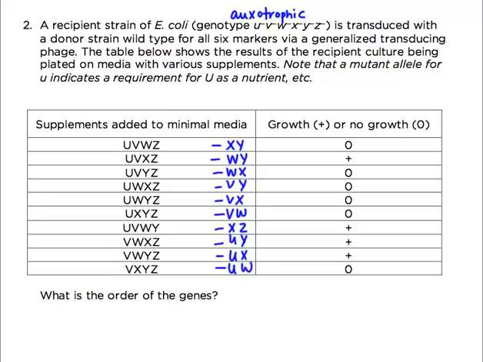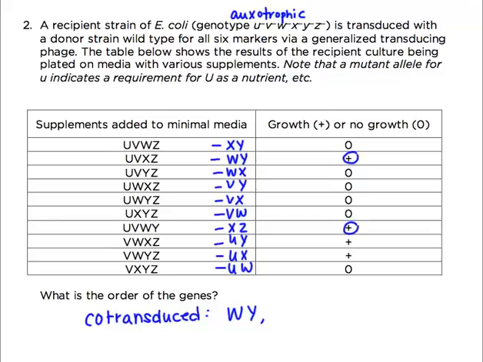So let's look at the ones that had growth and see which supplements were missing, and therefore which alleles they must have gotten the wild type version of. Okay, so let me draw down here. These were the co-transduced markers. So the first growth is when they're missing W and Y, so they must be wild type for W and Y. And therefore W and Y must be relatively close together.